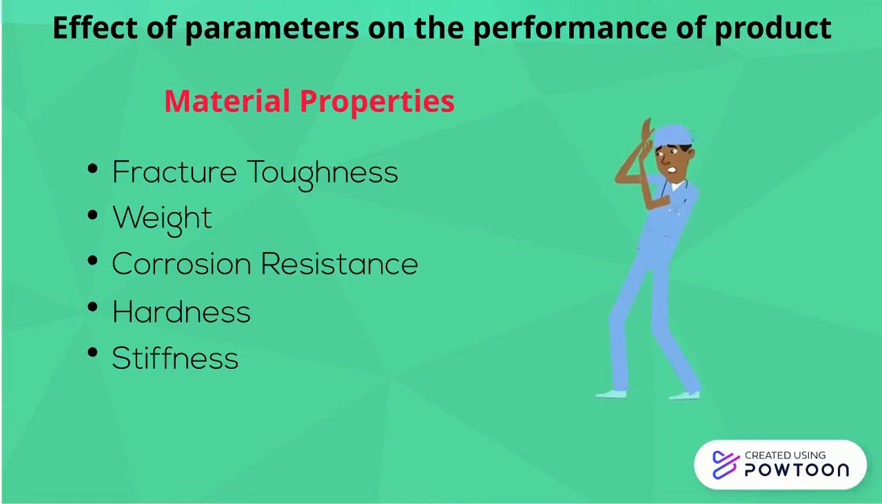Material properties. Fracture toughness. To avoid a broken syringe needle during an injection, a high level of fracture toughness must be maintained. Weight. The syringe needle must be made of a lightweight material in order to be convenient to use when administering the injection. Corrosion resistance. This syringe needle needs to be corrosion resistant. Hardness. The syringe needle must be hard enough to allow it to penetrate the skin and tissue layers during injection, so this material's hardness is essential. Stiffness. The needle will return to its original shape when the distortion force is removed after the injection is carried out.